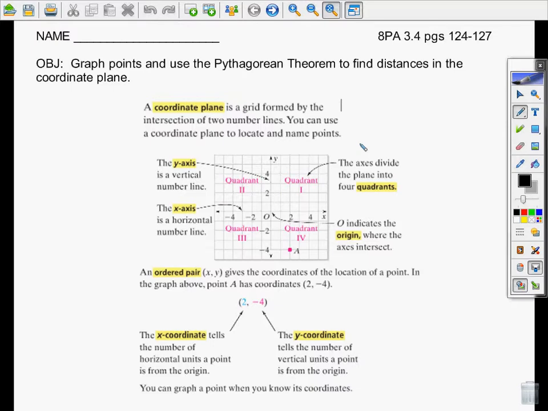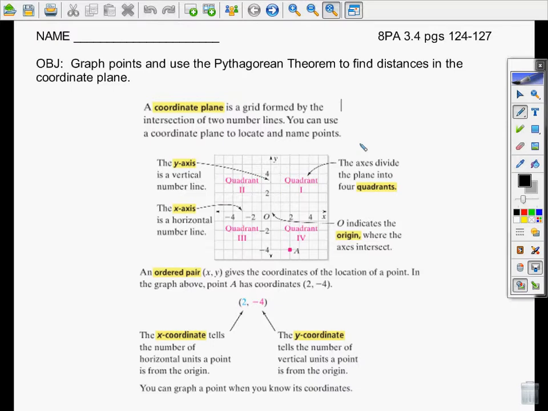And we're going to use a coordinate plane to locate and name points. So that's a skill I want you to learn how to do today: if I give you a point, can you, on a coordinate plane, graph where it goes? And then, can you do the reverse? If I give you a point on a coordinate plane, can you tell me the name of it? So we want to be able to do both. I give you a point, you graph it; I give you a graph, you tell me the name of the point.